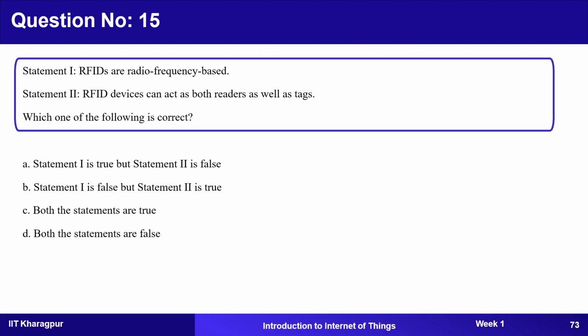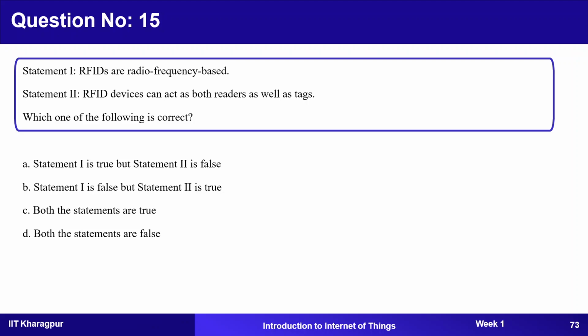D. Both statements are false. RFID is not based on radio frequency. What is the full form of RFID? B. Statement 1 is false but statement 2 is true. Radio frequency. The reader is also RFID based, right? The tag emits that radio frequency, and the reader is sensing that, right? So both are RFID based, right? So what should be the answer?